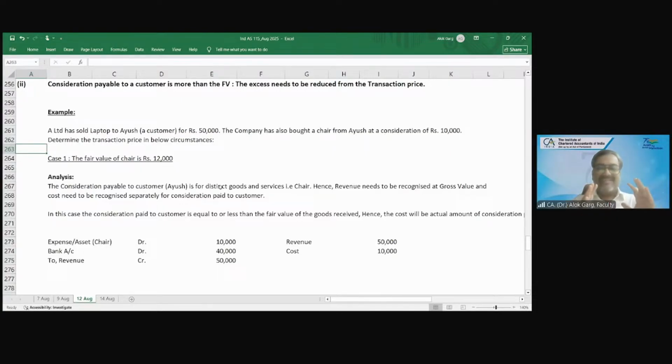First of all, tell me, what is the amount of the laptop? 50,000. It will be 54,000. Go step by step. So the company A Limited, which is selling a laptop to the customer, the transaction price is 50,000 rupees. A Limited is selling a laptop to the customer Ayush for 50,000 rupees. And A Limited is also paying money to Ayush, collecting 50,000 and paying 10,000.